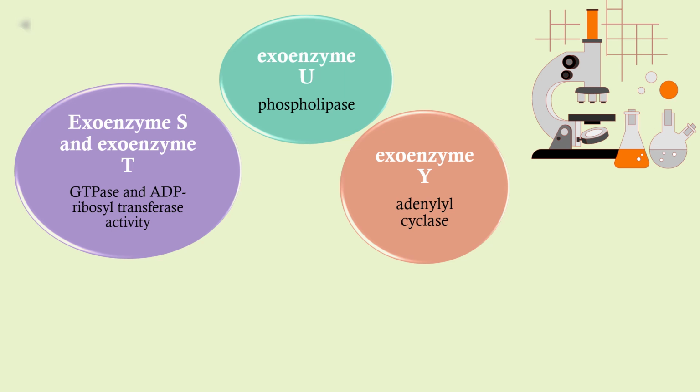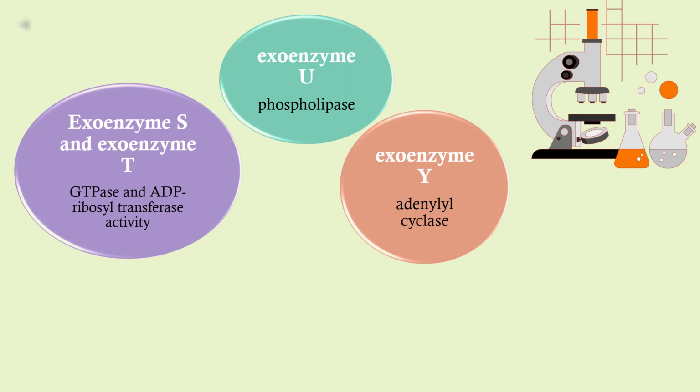This toxin is an adenylate cyclase. ExoY functions as a calmodulin-dependent adenylate cyclase. It increases cyclic AMP levels in the host cells by catalyzing the conversion of ATP to cAMP. The increase in cAMP levels disrupts normal cellular signaling and can lead to alterations in host cell function. Elevated cAMP levels affect various cellular processes, including ion transport, immune response regulation, and cellular metabolism.